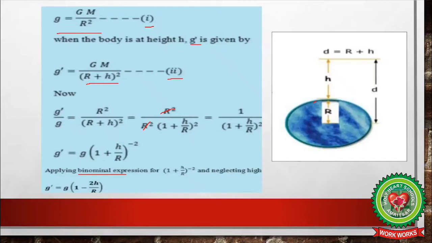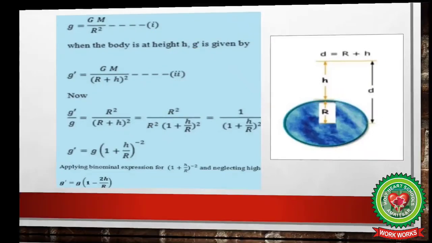So ultimately we are going to get g' = g(1 - 2h/R), which is the result of our derivation, that acceleration due to gravity changes with height with the relation g' = g(1 - 2h/R), right?